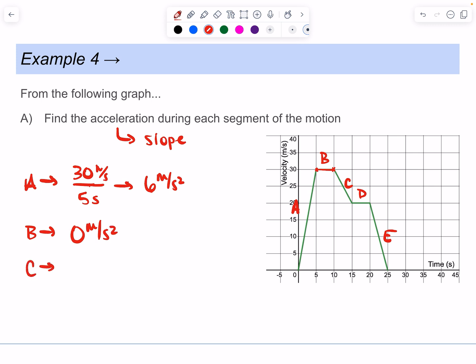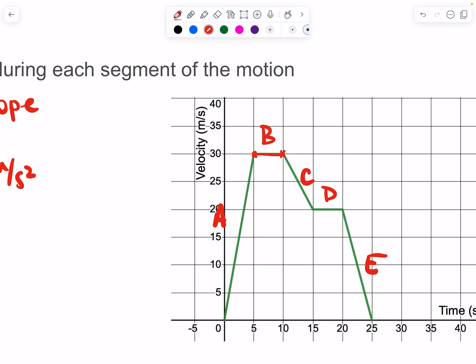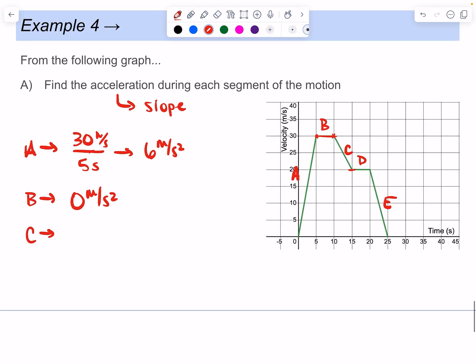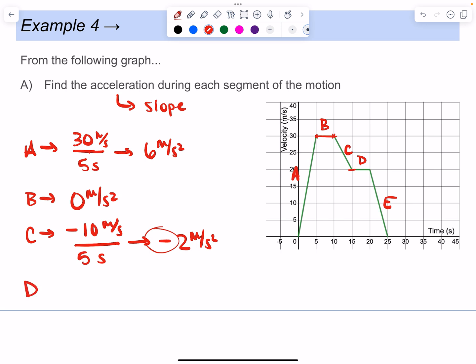Let's look at segment C. In segment C, it looks like the object is going from a velocity of 30 meters per second and slowing down to a velocity of 20 meters per second. So it has an overall change there of negative 10 meters per second in a time of 5 seconds. So the acceleration here would be negative 2 meters per second squared. Acceleration is a vector quantity. This negative tells me that it's slowing down rather than speeding up. But we'll get more into that later.